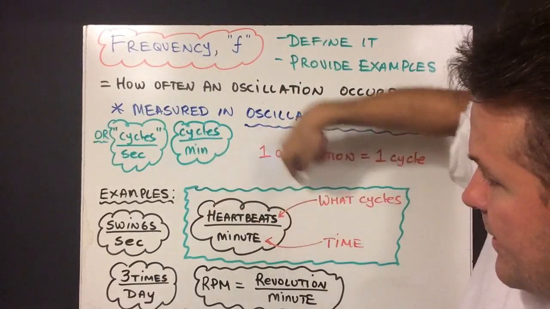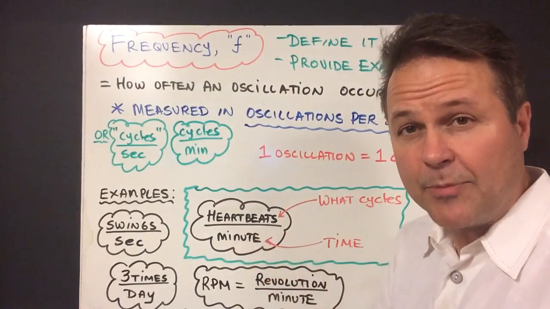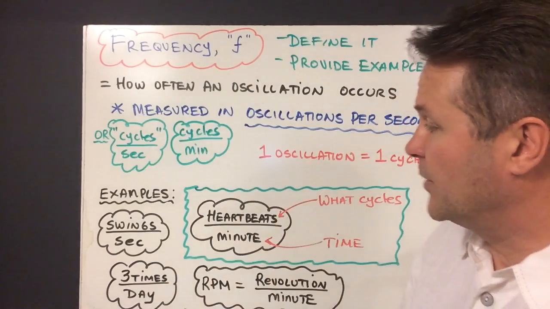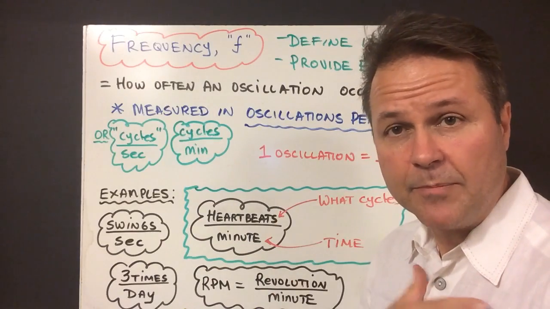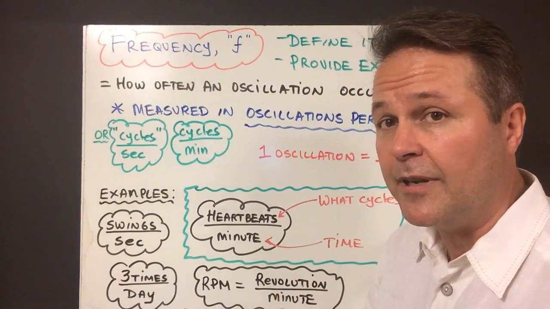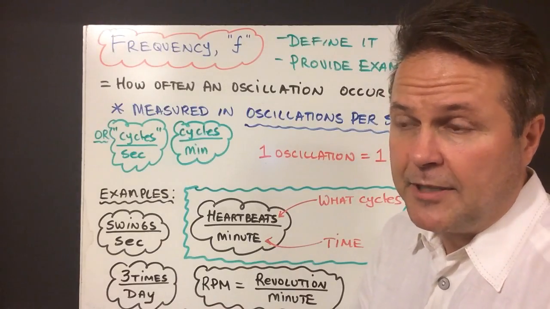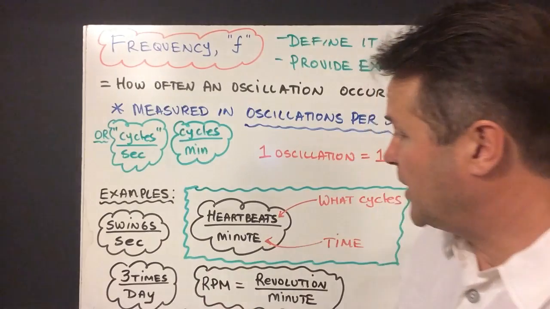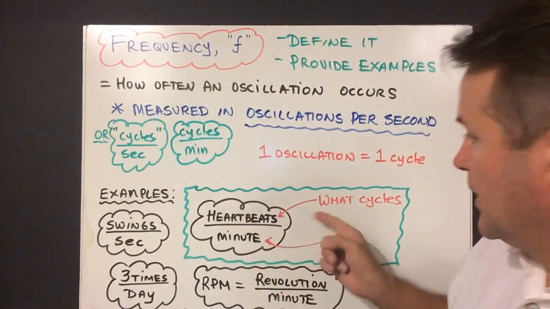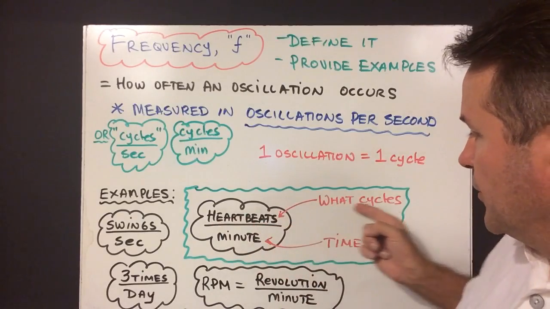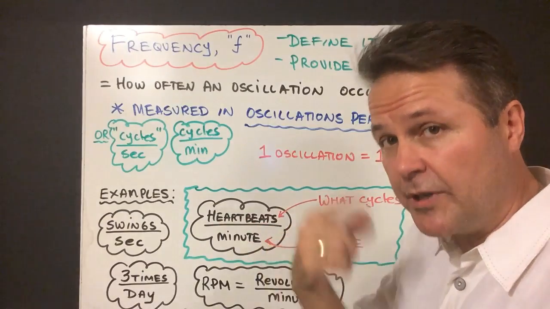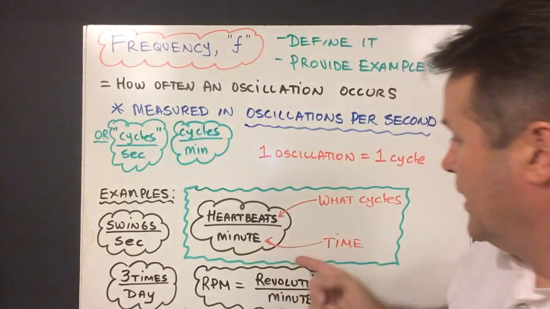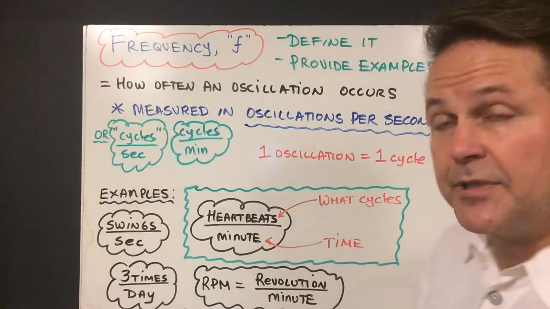So I think the most common example, a great example for you to think about when you think about frequency, is your heartbeat. Your heartbeat beats at a particular frequency. So a resting heartbeat is typically 60 beats per minute. So heartbeats per minute. And heartbeats refers to what is cycling, what is happening over and over again. And of course, minute refers to the time.